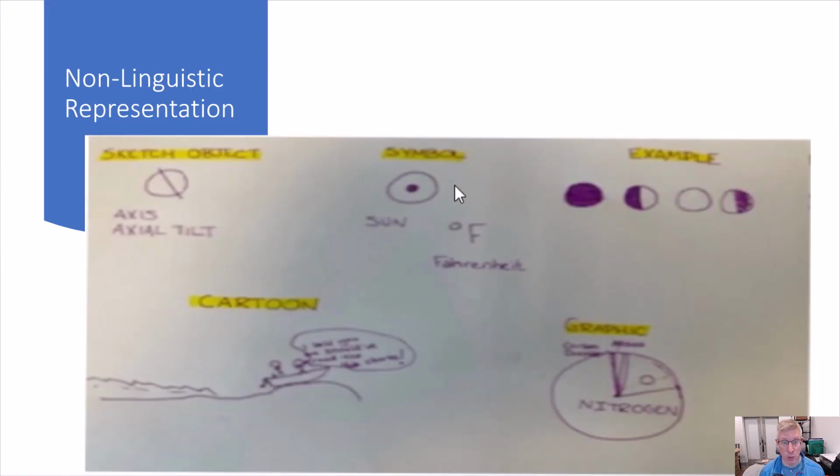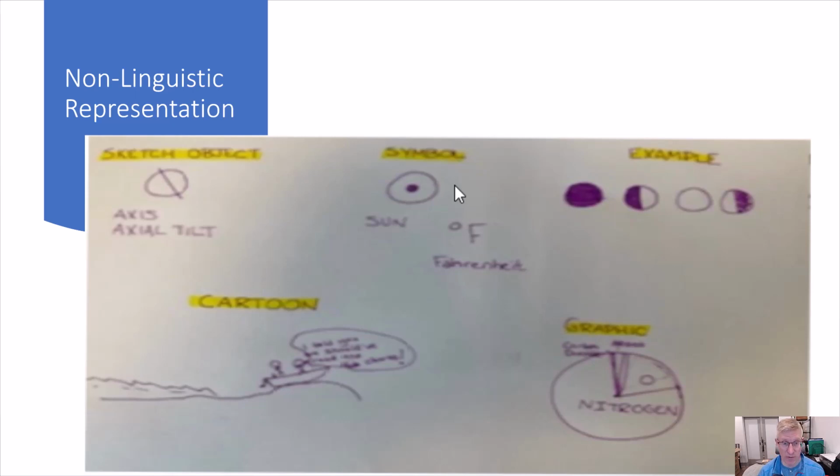First, non-linguistic representations. Now, these can be done by both the students and by the teachers. Here's how it might look. I've chosen some of those words from the astronomy unit. Sorry, it's a little blurry. Sketch the object when it's concrete, when it's easy to do. Sketch a symbol if it's more abstract, things like Fahrenheit here. Sketch an example of the term from abstract words. The phases of the moon is what you're seeing there.